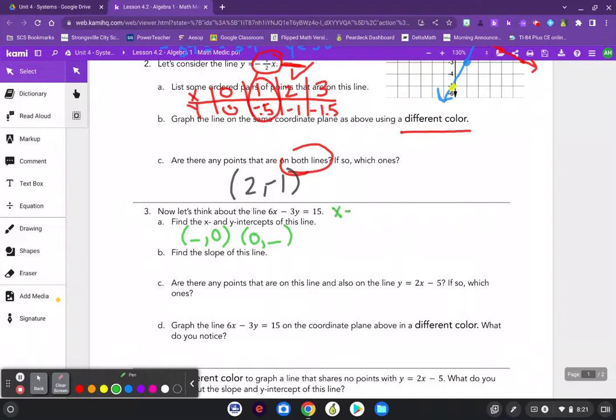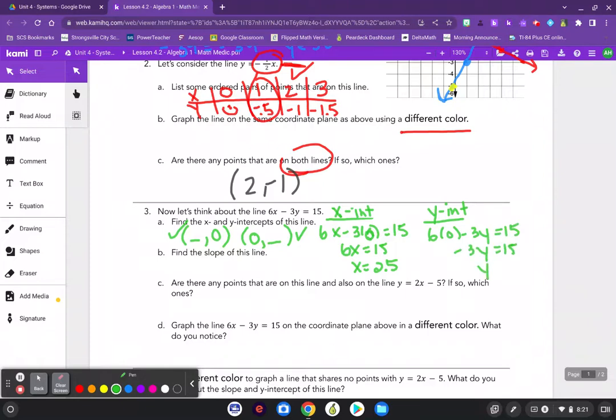So let's review. I'm looking for an x-intercept. That's when y is 0. So I got 6x minus 3 times 0 equals 15. I really just have 6x equals 15. And if I divide both sides by 6, I get 2.5. And for y-intercept, that's when x is 0. So let's calculate this one. I got 6 times 0 minus 3y equals 15. I really have -3y equals 15. And if I divide both sides by -3, I really get -5.